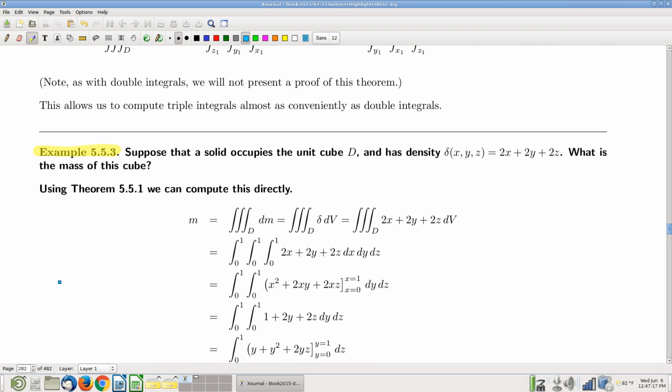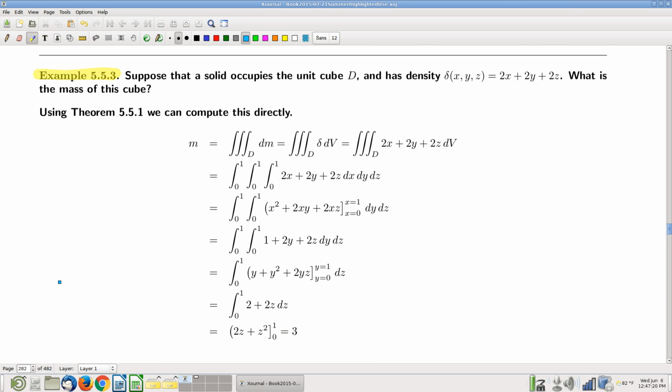Okay. Let's do a calculation. So we have some solid occupying the unit cube, and we have mass per unit volume, density, given by a certain formula. Let's compute what is the total mass inside of that cube. Okay, 3-step argument. Step 1, triple integral. Let me do it like this. Triple integral. The total mass is the sum of the little pieces of mass, each of which is the density times the volume. So, triple integral. Step 2.